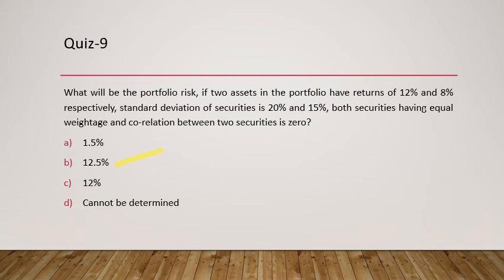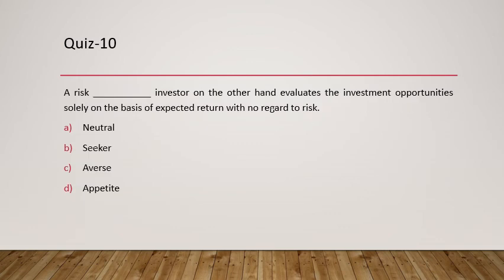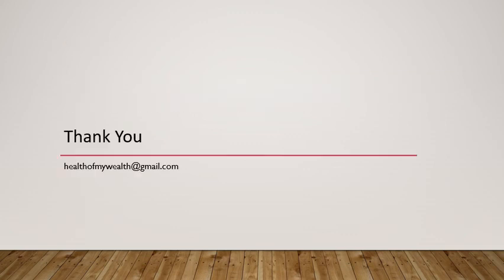Let us move further and look at the last question, which is the 10th one. A risk blank investor on the other hand evaluates the investment opportunities solely on the basis of expected return with no regard to risk. So here the answer would be a risk neutral investor. So risk neutral investor, unlike risk seeker, does not look at risk and return. He just looks at investment opportunities solely on the basis of expected return, because that investor is basically risk neutral. So with this we complete 10 questions of this module.